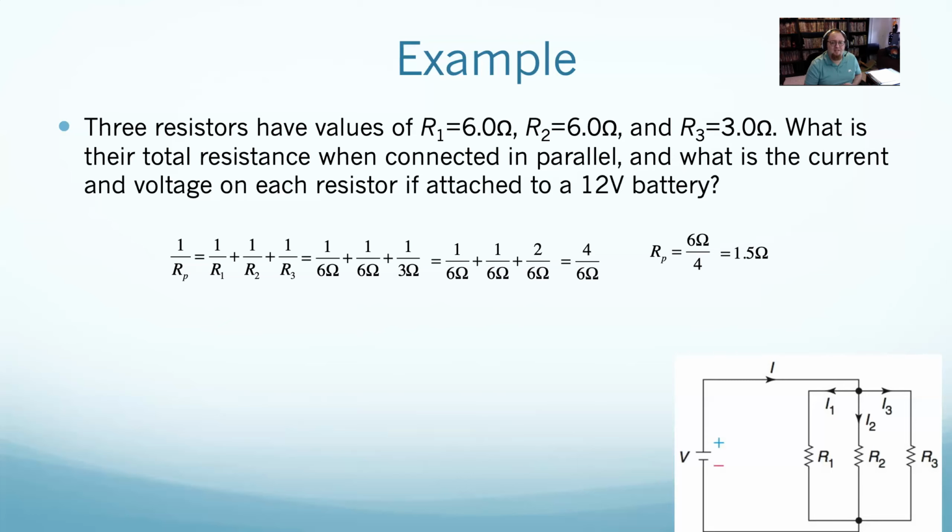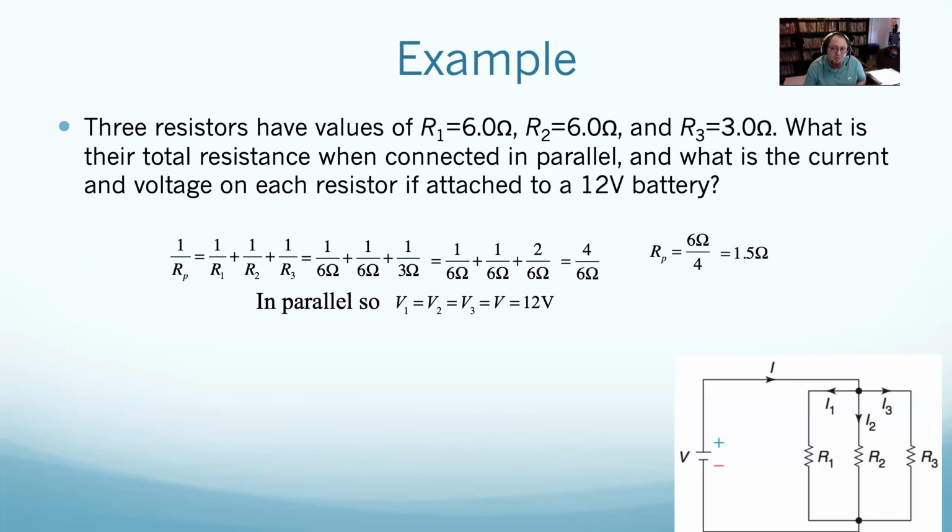Now I also ask, what is the current and voltage of each resistor? In parallel, voltage is easy. In parallel, the voltage of each resistor is 12 volts. If they are in parallel, they will all have the same voltage as the battery. And the battery is 12 volts, so they all have 12 volts.